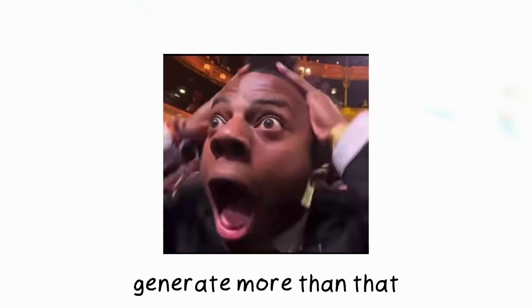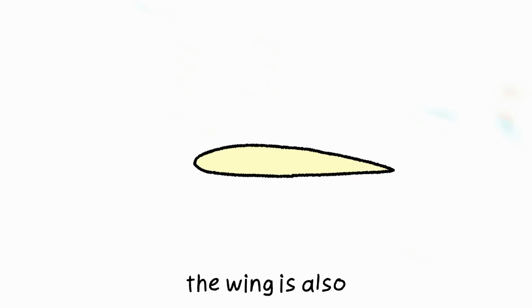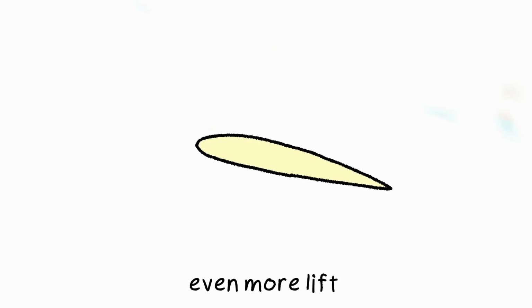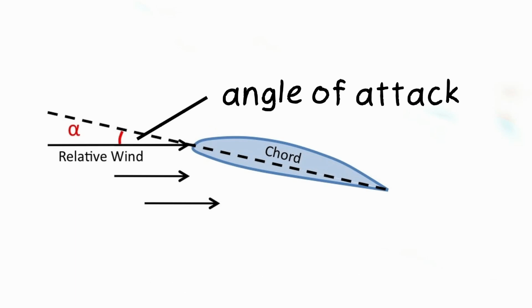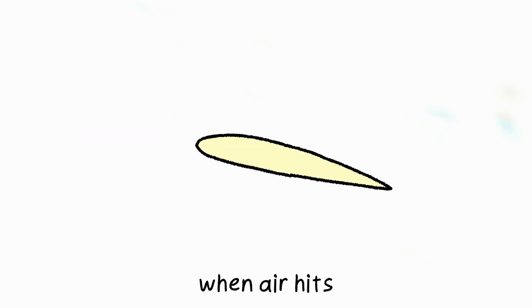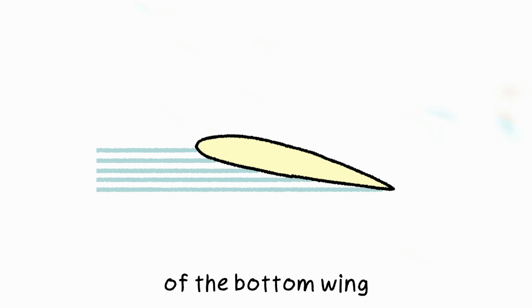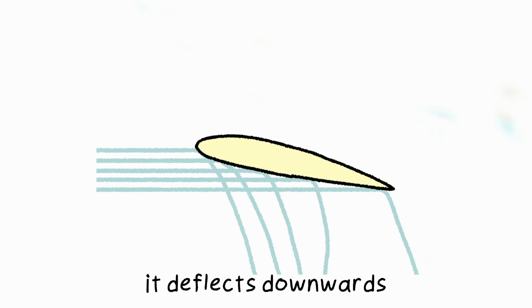But it can generate more than that. The wing is also slanted to produce even more lift. How much the wing is slanted is called the angle of attack. When air hits the slanted part of the bottom of the wing, it deflects downwards and pushes the wing up.